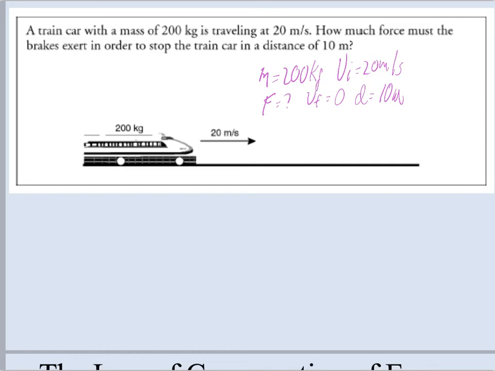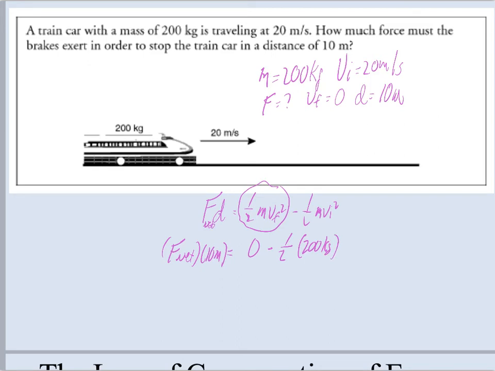Well, let's think about our work kinetic energy theorem. We know that FD equals 1/2 mv squared minus 1/2 mv squared. Of course, the only difference here is the initial and final. What is the final kinetic energy? Well, that's going to be 0. F net is unknown. How far is this train going to be sliding? 10 meters. And do we know enough information to solve for the initial kinetic energy? You know the mass of the train car is 200 kilograms, we know the initial velocity is 20 meters per second. We're going to be squaring that.